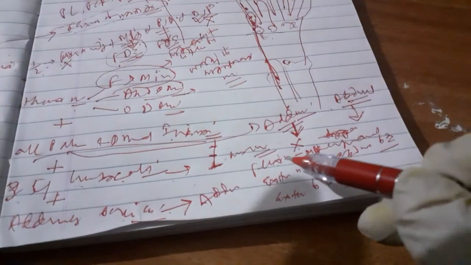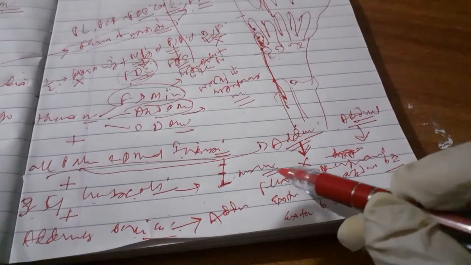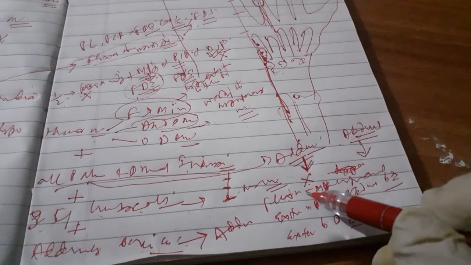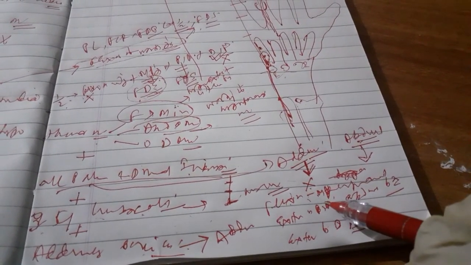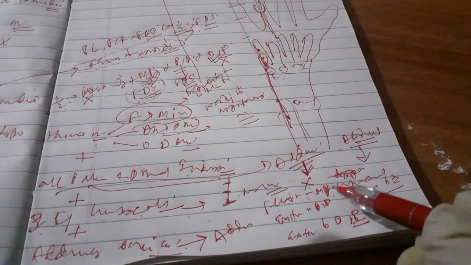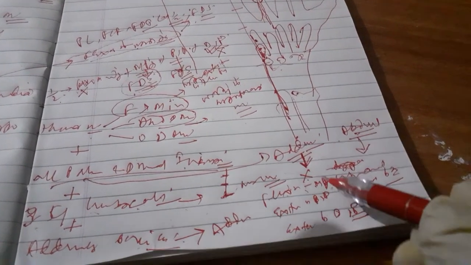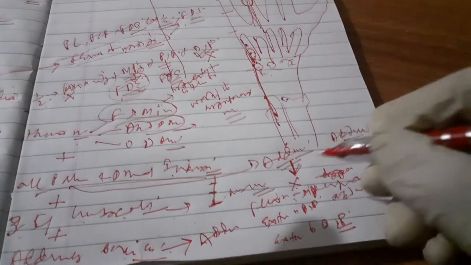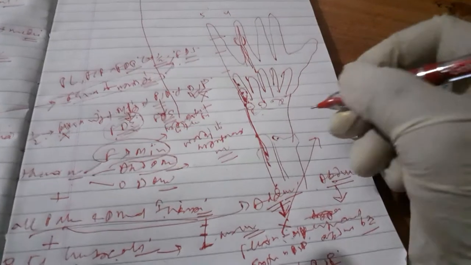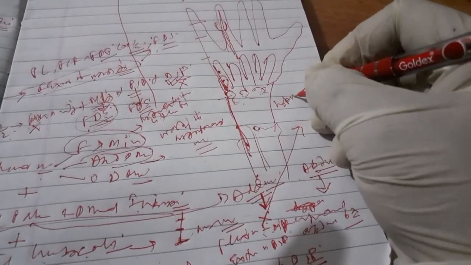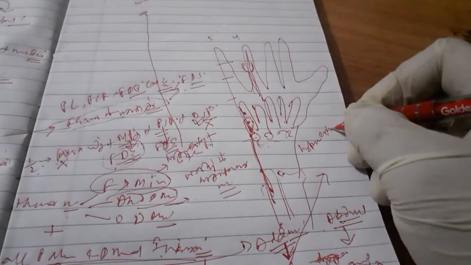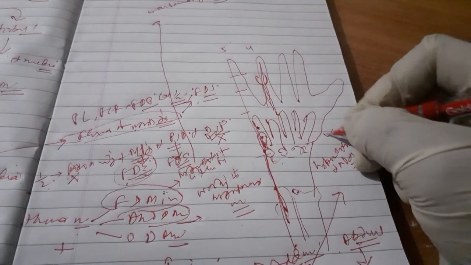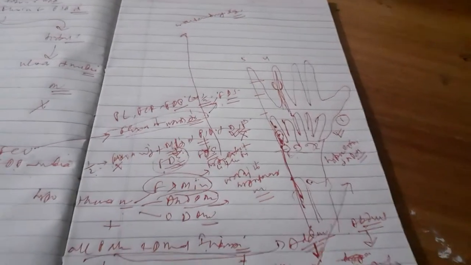Now this flexion movement of the MP joint is getting hampered, and the extensors of the MP joint, because all extensors are supplied by the radial nerve, get overpowered. Then what will result? Hyperextension of the MP joint, which is the first criterion of claw hand.